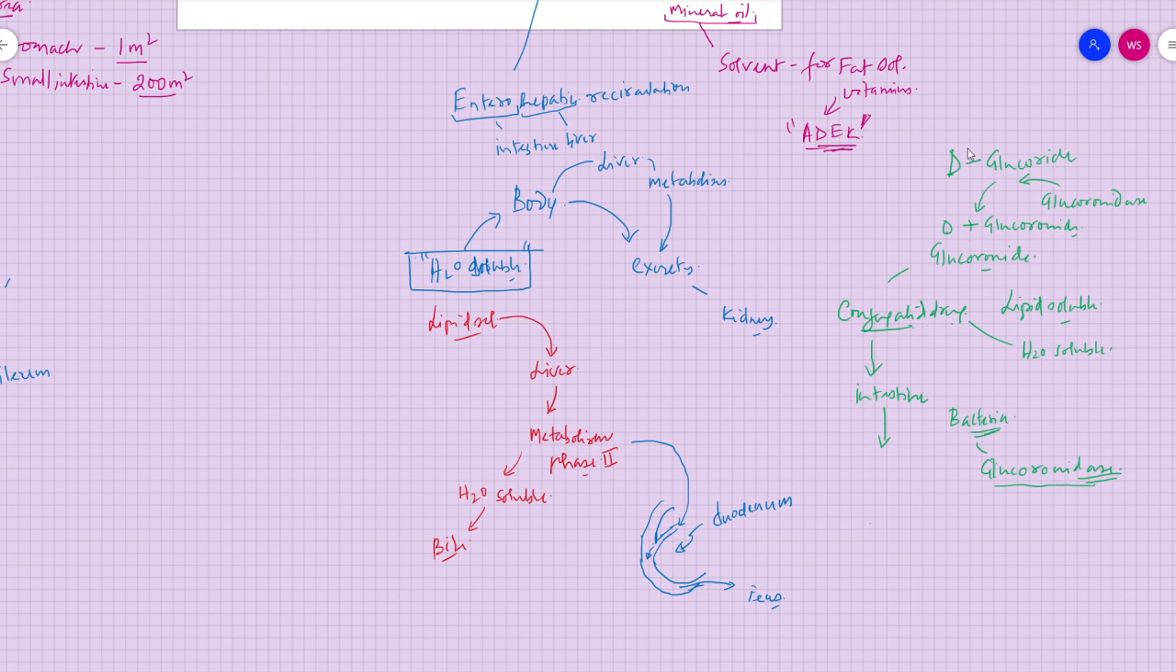So what was the drug's property? The drug was lipophilic, and by conjugation it became water soluble. Now this glucuronidase removed the glucuronide part of it, which makes this drug again lipophilic. And because it is lipophilic, what happens? The lipophilic drug gets reabsorbed.